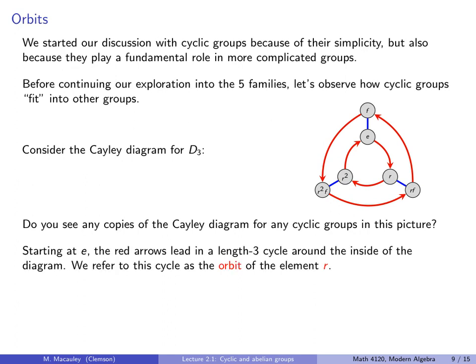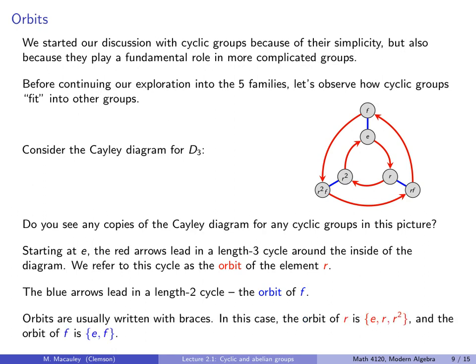So here's one. If we start at the identity, here is a copy of a cyclic group sitting inside this group: E, R, and R squared. And we refer to this cycle as the orbit of the element R. So when you take R and you keep applying R to itself, we don't get the whole group, but we get these 3 elements. We get a copy of a cyclic group inside. Now look at the blue arrows. We start at the identity and we apply F, we get a length 2 cycle. These 2 elements are the orbit of F.